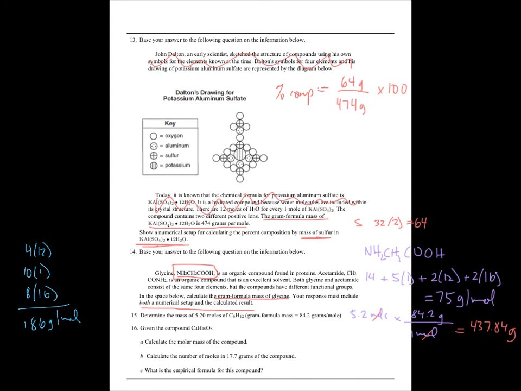That's our answer. Part B, calculate the number of moles in 17.7 grams. Okay, 17.7 grams over 186 grams per mole. The number of moles will be definitely less than 1. Okay, so 17.7 divided by 186 will get you 0.095 moles. And that's for part B.